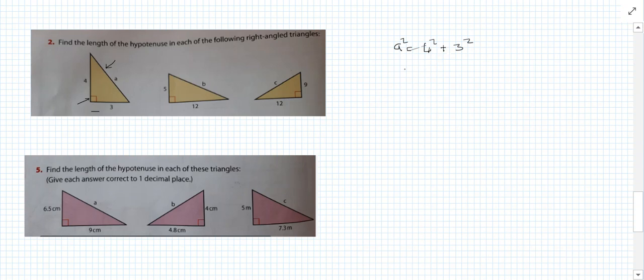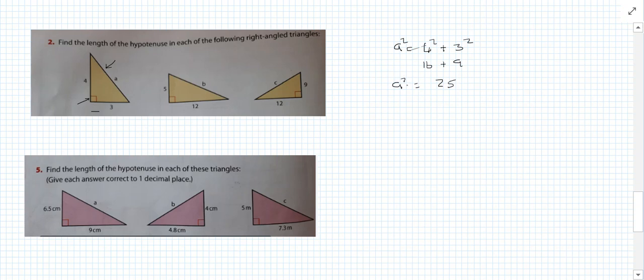So 4 squared just means 4 by 4, which is equal to 16. So 16 plus 3 3s are 9, and 16 plus 9 is equal to 25. So what we're saying here is that a squared is equal to 25.